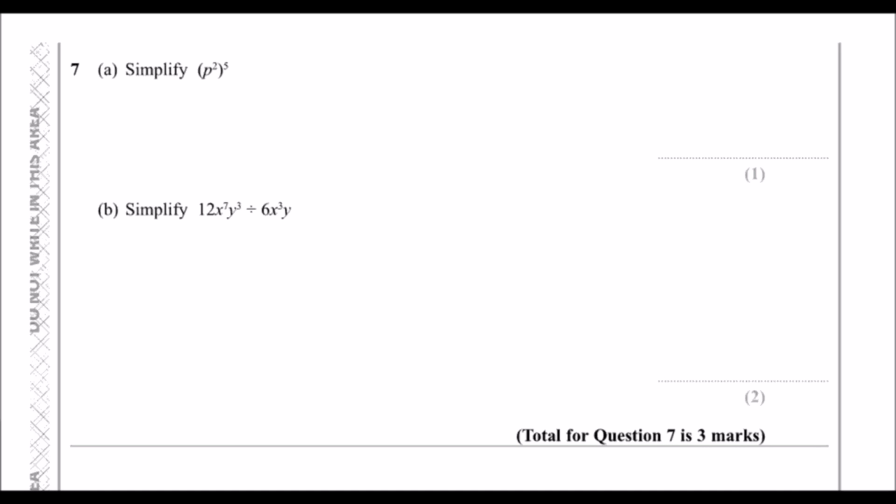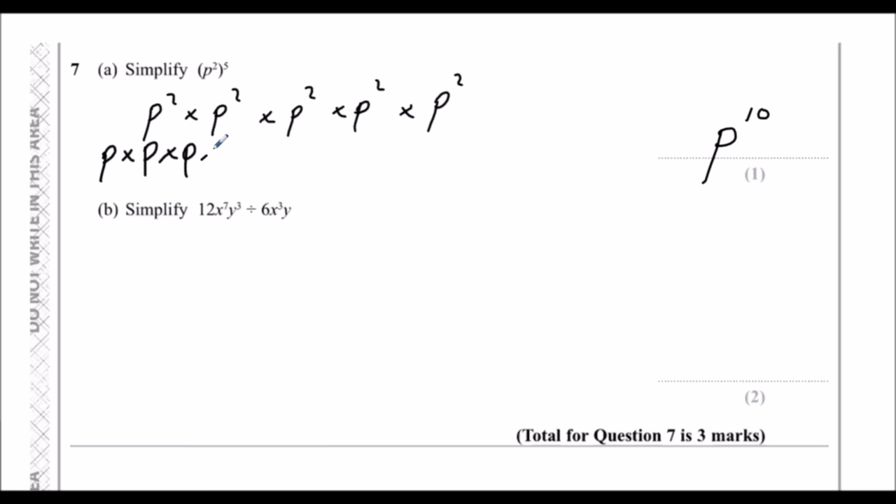Question 7. Simplify p squared to the power of 5. When we've got indices in a bracket, we times the powers. 2 5s are 10. It's p to the power of 10. That's because the power of 5 means times itself 5 times. So it's p squared times p squared times p squared times p squared times p squared. And each p squared is a p times p. So we've actually got 10 p's multiplied together here.